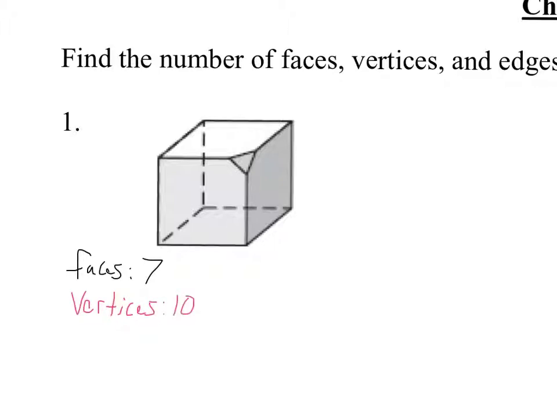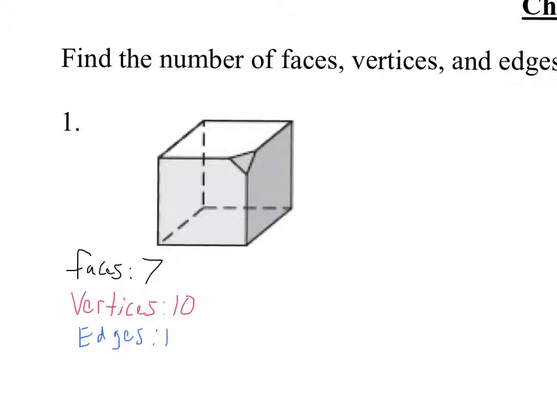And lastly, edges are the line segments that make up the figure. So again, I would count those in an organized way. I'll count the bottom 4 first. 1, 2, 3, 4. And then I have these 4 vertical ones. 5, 6, 7, 8. And then along the top, I have 9, 10, 11, 12. And then I have 13, 14, 15 along that corner. Just kind of a weird looking shape there. So 15 edges.